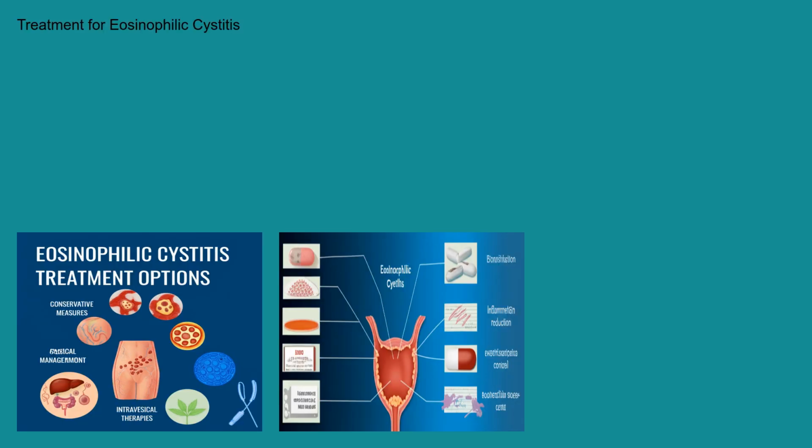Treatment for eosinophilic cystitis focuses on managing symptoms and reducing inflammation. Conservative measures, such as dietary modifications to avoid potential allergens, may be helpful. Medications commonly used include antihistamines, corticosteroids, and mast cell stabilizers to reduce inflammation and allergic reactions. In severe cases, surgical interventions such as transurethral resection of the bladder wall may be necessary to remove affected tissue and improve bladder function. Intravesical therapies, involving direct instillation of medications into the bladder, are also sometimes used. The choice of treatment depends on the severity of symptoms and the underlying cause of the condition.